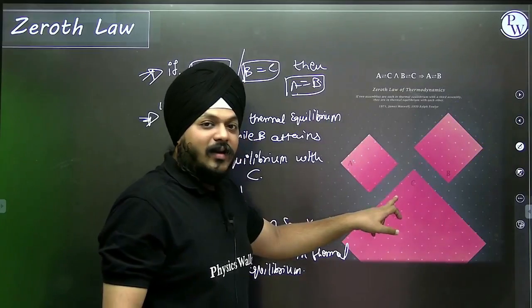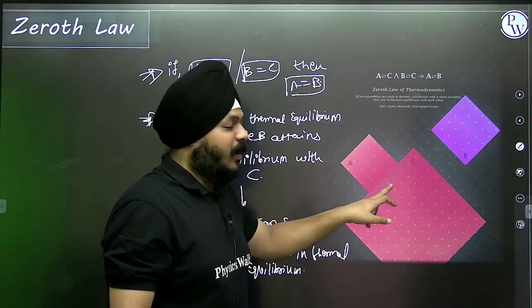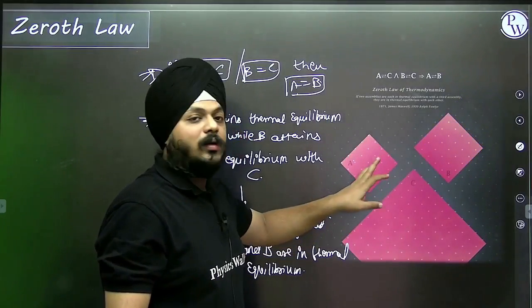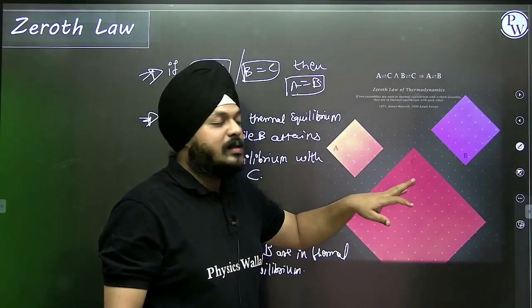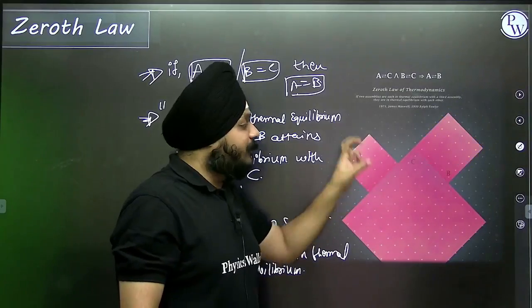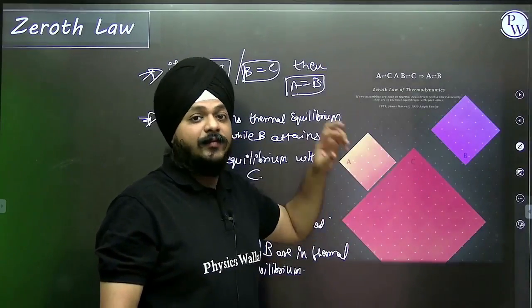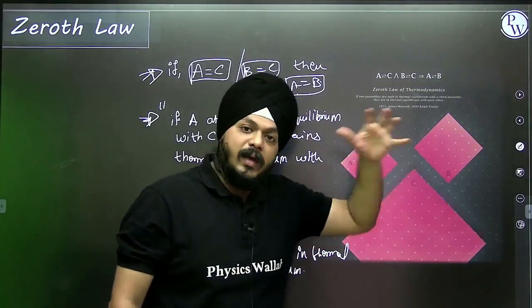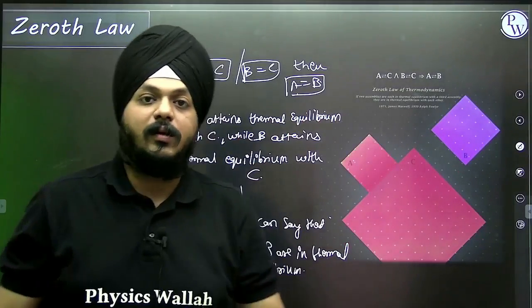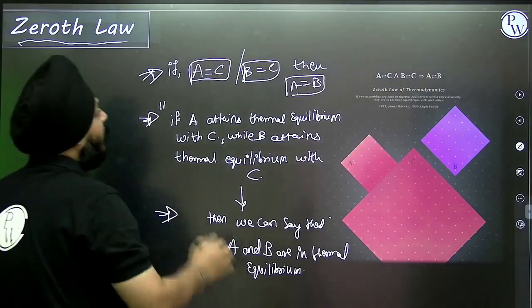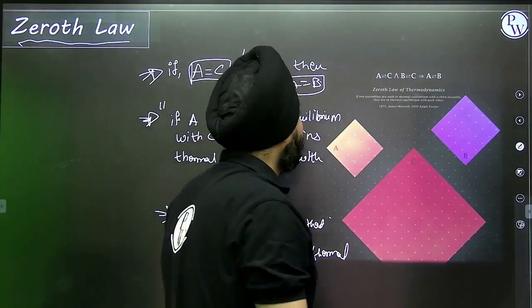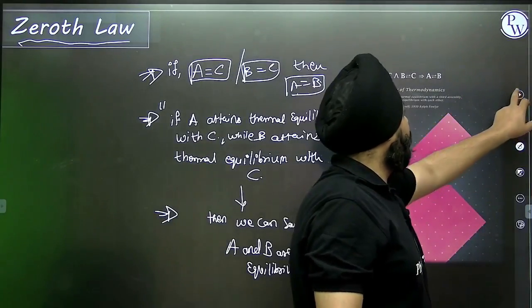A is with C, no temperature is changing with respect to time. B is with C, no temperature changes with respect to time. If this is attained, then we can say A and B are in thermal equilibrium with respect to each other. This is nothing else but the zeroth law of thermodynamics.